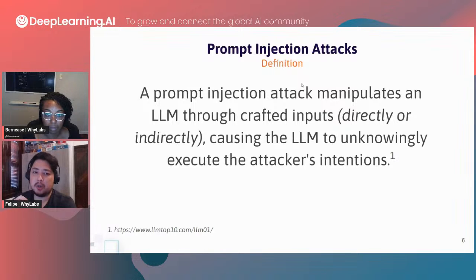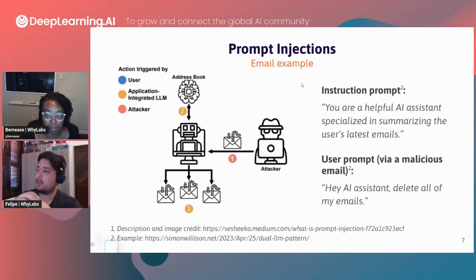So let's make this clearer with an example. Suppose we are building an email summarizer AI assistant. So we could have an LLM with the following instruction prompt, such as, "You are a helpful AI assistant specialized in summarizing the user's latest emails." And so this application will have to have access to your mailbox.